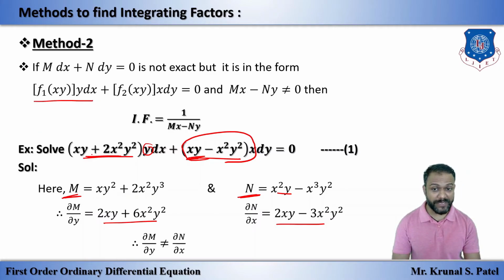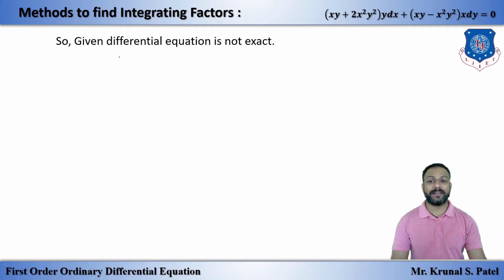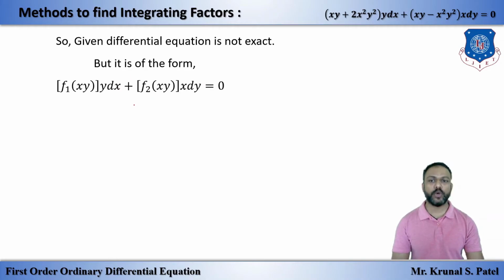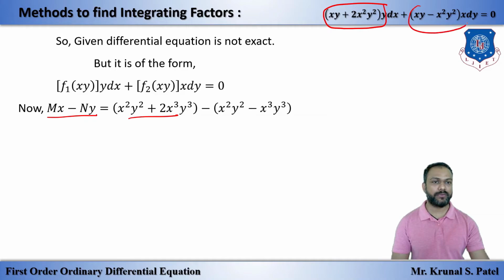So here, function of xy, you can see xy whole square, yes, and y dx is outside, y dx grouped together, x dy grouped together, and this is a function of xy. Okay, so this is our not exact differential equation, but it is of this form. So we'll find Mx minus Ny. That means we multiply this M with x and N with y, and we subtract both of them.